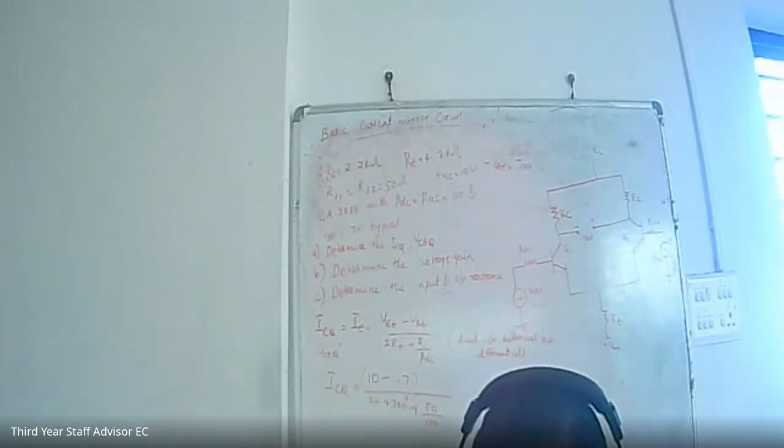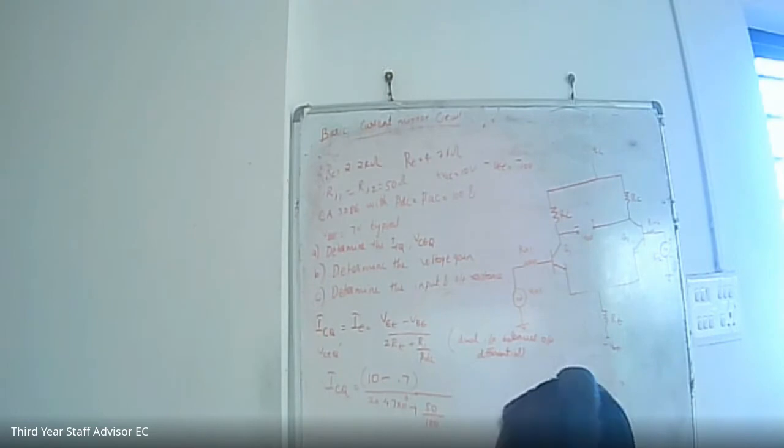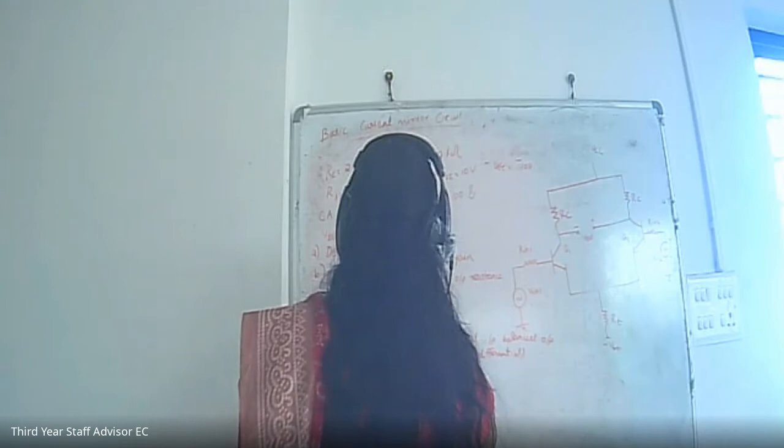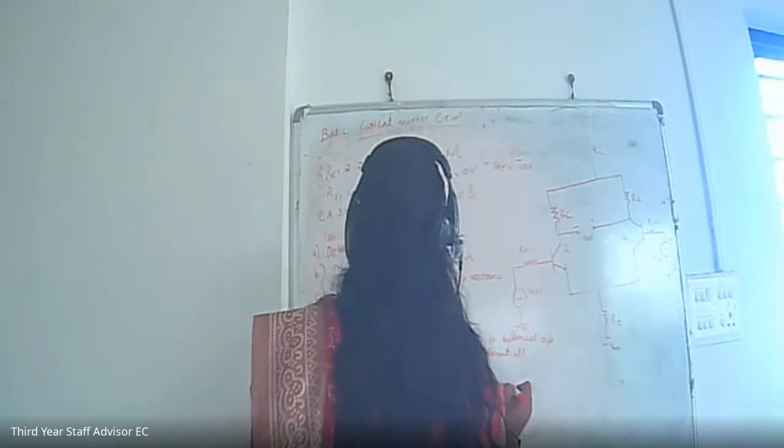0.98. Anushree is getting 0.9893. What is its unit, Anushree? What is its unit? So its unit is milliampere. I think it's all simple calculation. You can use your calculator, and ICQ will be 0.9893 milliampere. That is the current. Okay.